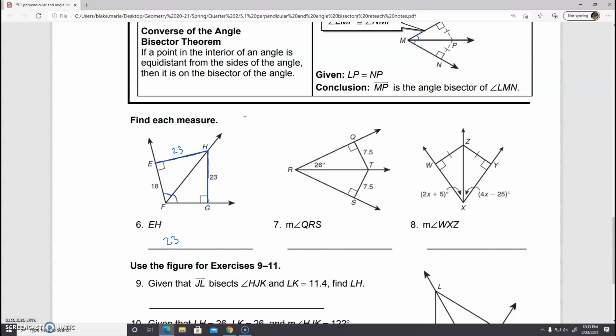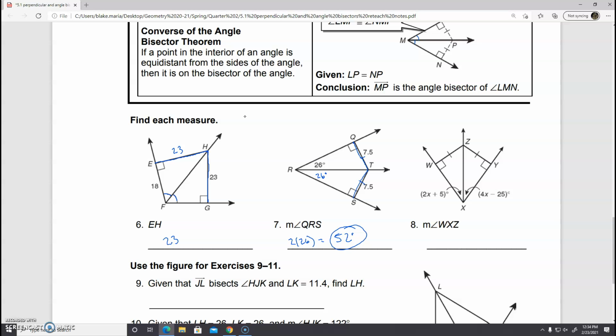All right, next one. Here they don't tell me it's an angle bisector. This is that converse theorem. If you have a point that's equidistant to each ray, then you know that it's on the angle bisector. So you know this will be 26 degrees as well. Now be careful, they asked you for angle QRS. So they want that whole thing, 2 times 26, and you get 52 degrees. So they wanted all of this, QRS. Make sure you pay attention to what they're asking for.